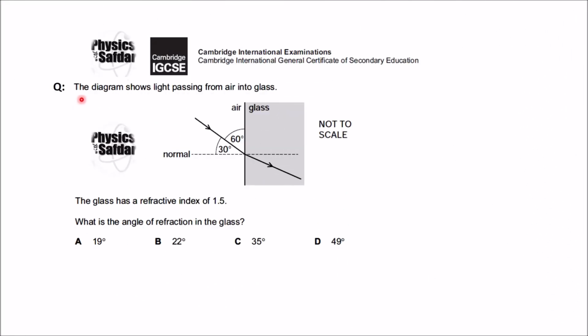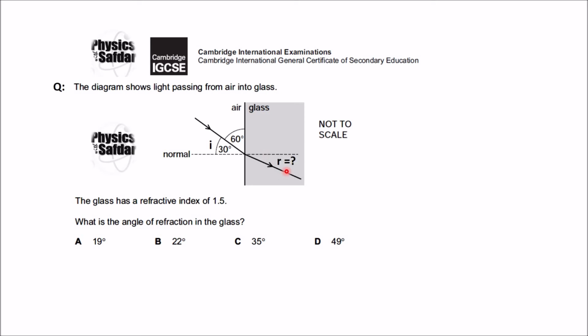The question is, the diagram shows light passing from air into glass. The glass has a refractive index of 1.5. What is the angle of refraction in the glass? And you have 4 options. Look at this diagram. Air and glass are two different mediums. This is the boundary, and this dotted line is showing the normal, incident ray and refracted ray. First of all, you need to know where angle i and r are. The angle between normal and incident ray is called angle of incidence. So here it is i, 30 degrees. And the angle between normal and refracted ray is called angle of refraction, and you need to calculate this.